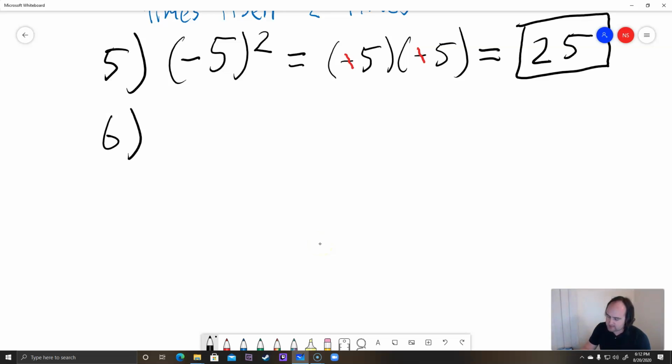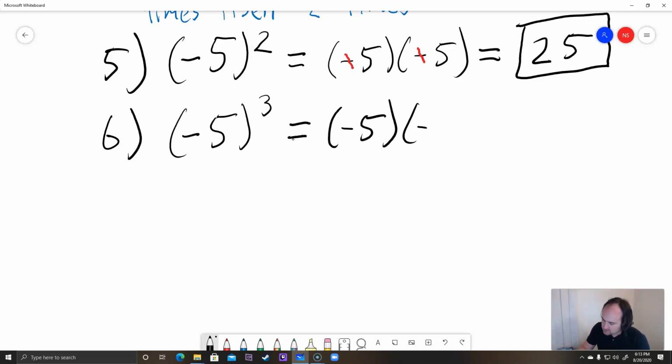Okay, so example number 6. Let's try a larger exponent. This time, let's try negative 5 quantity cubed. So again, we have parentheses around the negative 5, so this exponent actually applies to the entire negative 5. But now the exponent is 3, which means we're actually going to multiply negative 5 times itself 3 times. So this is going to equal negative 5 times negative 5 times negative 5. So the exponent is 3, and that's how many negative 5s we have, 3 negative 5s.